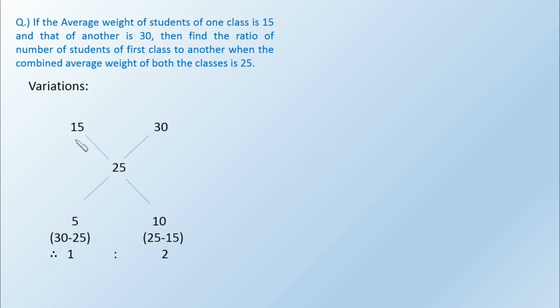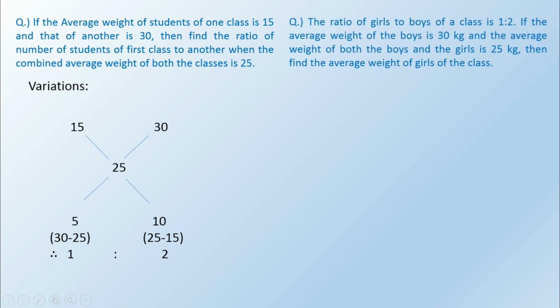Let's look at another variation of this question. The ratio of girls to boys of a class is 1 is to 2. If the average weight of the boys is 30 kg and the average weight of both the boys and the girls is 25 kg, then find the average weight of the girls of the class. So in this question, now we don't know one of the averages, but since we know that this is 30 and this is 25, 30 is placed here, and since 25 is less than 30, we know that this value will be lesser than 25.